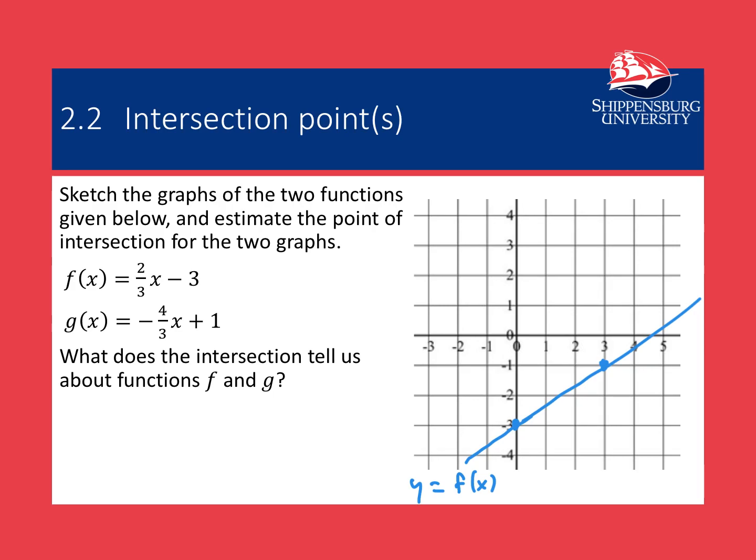On the other hand, the g of x line will have its y-intercept at (0, 1), and has slope, every time I go over 3, I'll go down 4. So a slope of -4/3 means my rise over run is to go down 4 for every 3 I go over. So I'll count 1, 2, 3 over, 1, 2, 3, 4 down. So I would have this slope. Let's see if I can hit that correctly. It's pretty good.